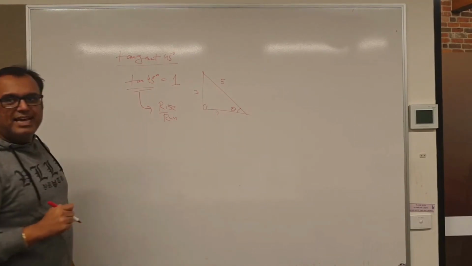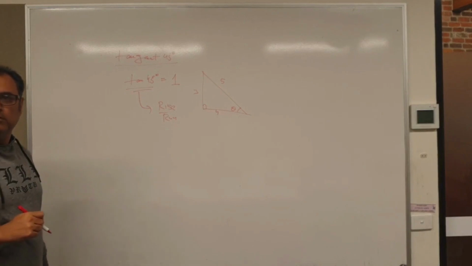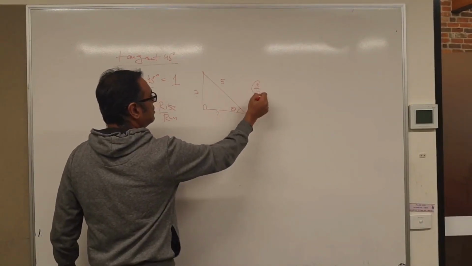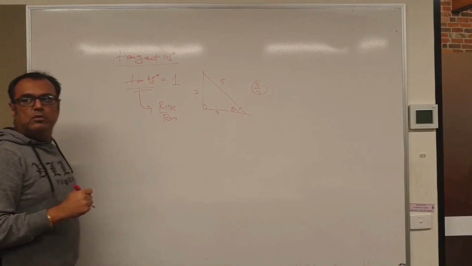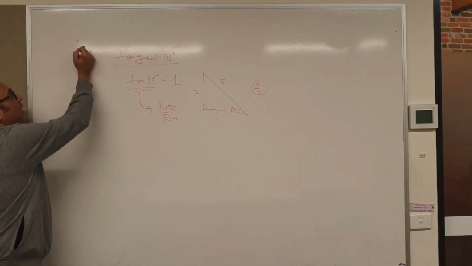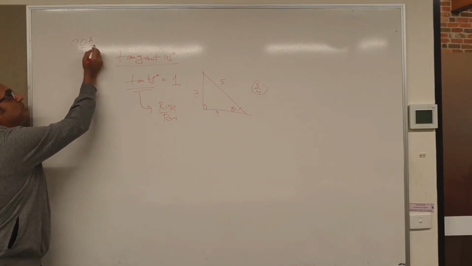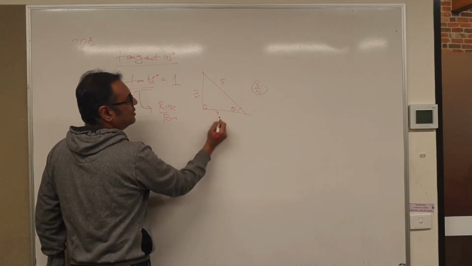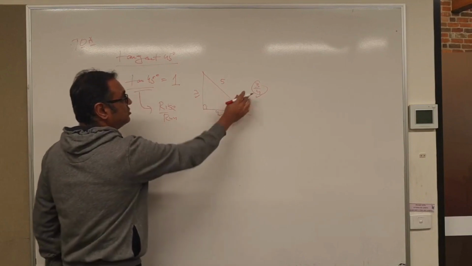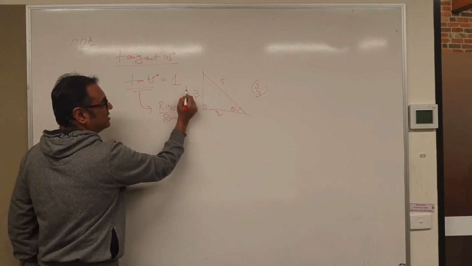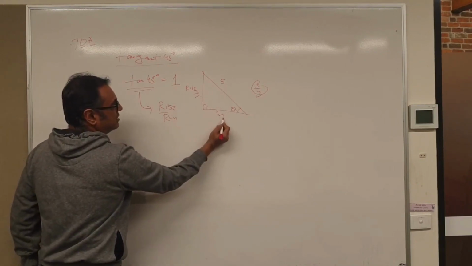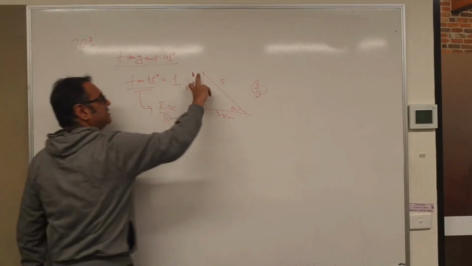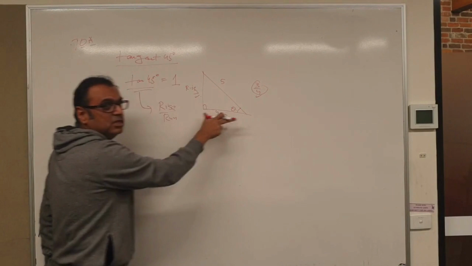So if I ask you what is tan theta? Is it not 3 over 4? Yes or no? Yep. SOH CAH TOA. Opposite over adjacent. What is opposite? What is adjacent? 3 over 5. So 3 over 5, what is this? Is this not rise? Is this not run? The y-axis and the x-axis.